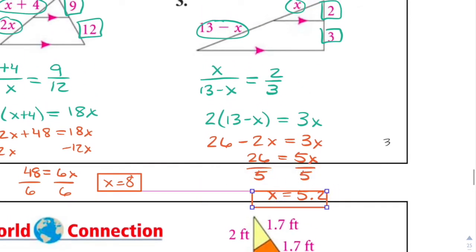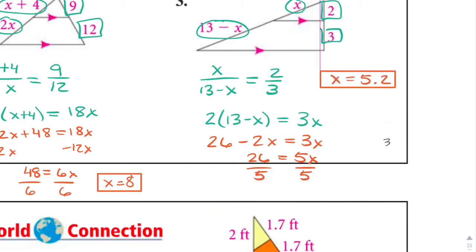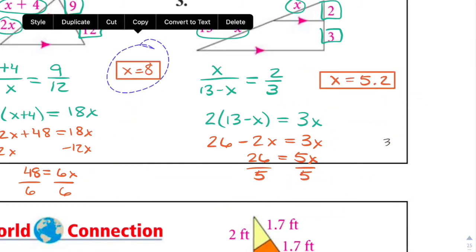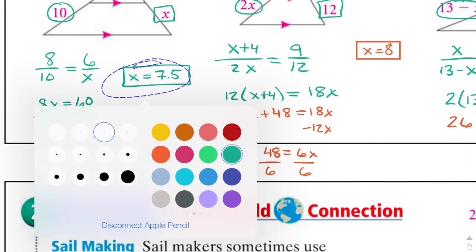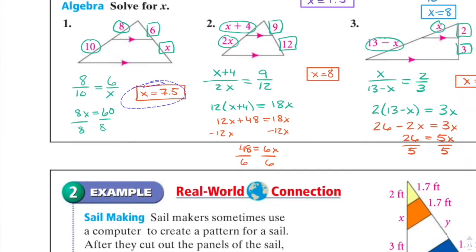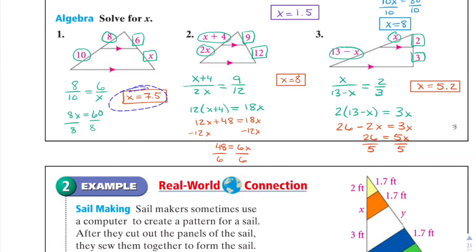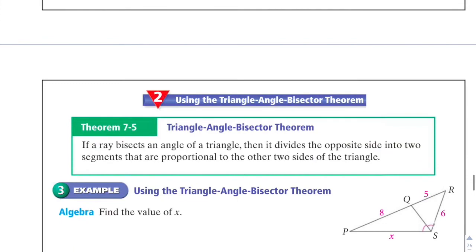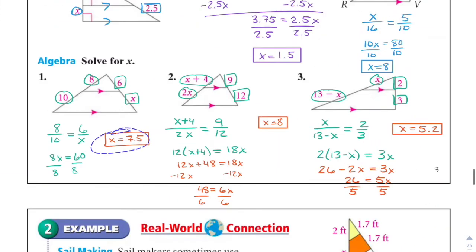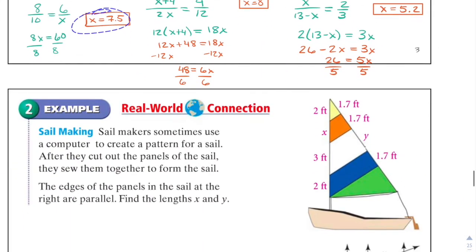I'm going to move these. X is 5.2. X is 8. And x is 7.5. Those are some homework problems. And all right. Well, it looks like you got a few done for practice.